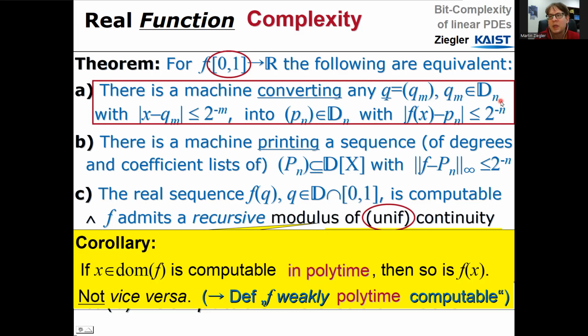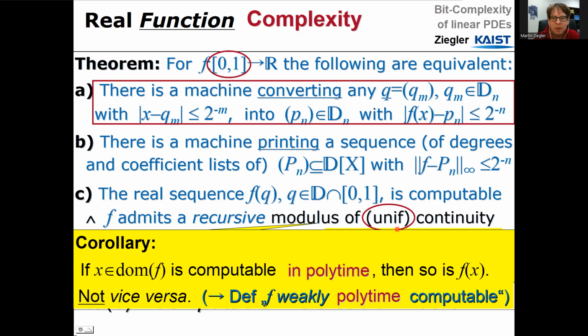independently of M. And remember, this should also be an M. So there's some kind of independence of the input sequence. So this is a very strong condition. And then one can strengthen this corollary: whenever the argument is computed in polynomial time and the function is computed in polynomial time, in this sense, then also the value is computed in polynomial time. And this latter condition leads us to another definition, weak polynomial time computability, which I'm going to return to in a few more minutes. So this is our definition, based on a corollary.